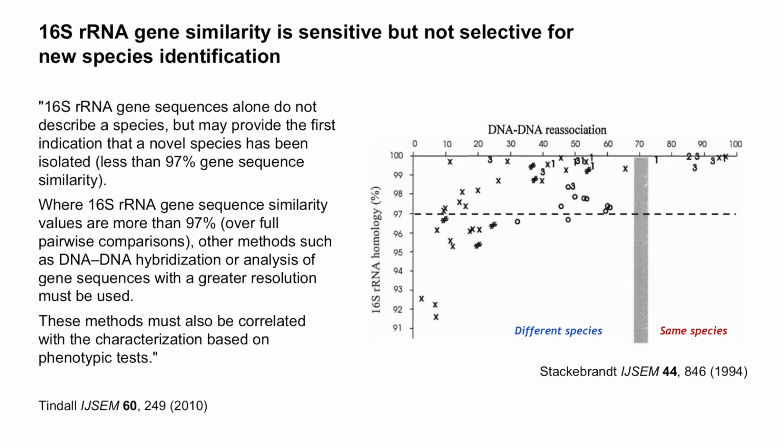And so if you're above 70 and everything else is working out, you're the same species. If you're below 70 and everything else is consistent, you're different species. The 16S gene can be the same between different species, but it's never different if you're the same species. Except in very rare scenarios, like bacteria at hydrothermal vents and stuff like that. So it's sensitive, but it's not selective.